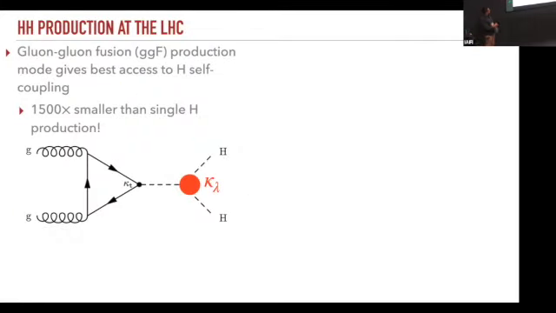Okay, so how do we look for this, or how do we produce this at something like the Large Hadron Collider? The dominant production mode is through this gluon fusion channel. It gives us the best access to the Higgs self-coupling because what we want is to measure how often we see the production of 2 Higgs bosons, because that's directly proportional to this kappa lambda factor. And even given that, it's still 1,500 times smaller than single Higgs boson production. It is an extraordinarily rare thing to see, and this is one reason why we need to collect a ton of data in order to do this.